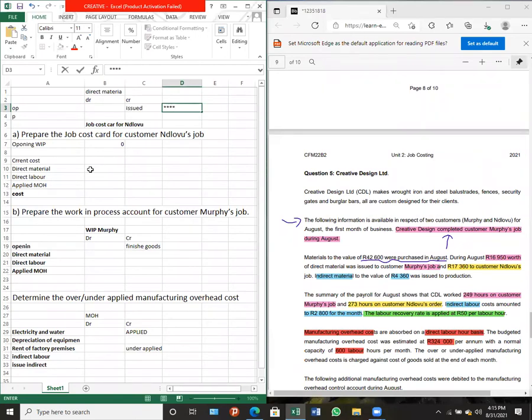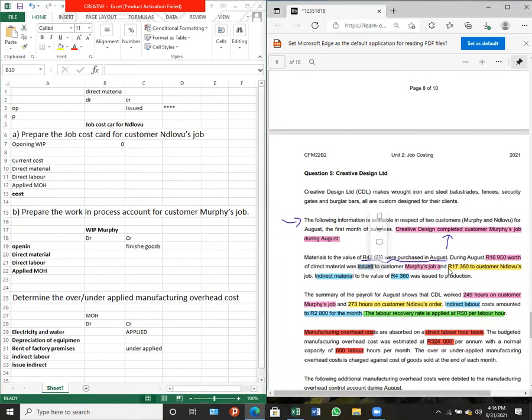Okay. Here, guys, we are going to calculate the current cost. Ne? We're going to calculate the current cost, guys. Here, guys, we include the amount from where? The issued one. Ne? The issued one. If you can read here, guys, let's read here. During August, ne, the amount of 16,950 of direct material was issued to customer Mafi.